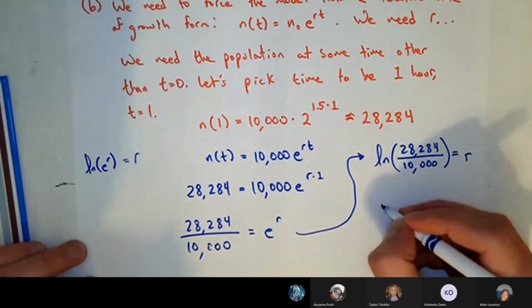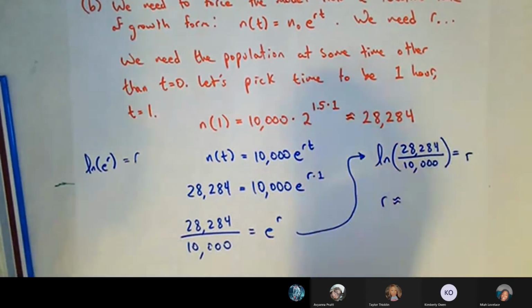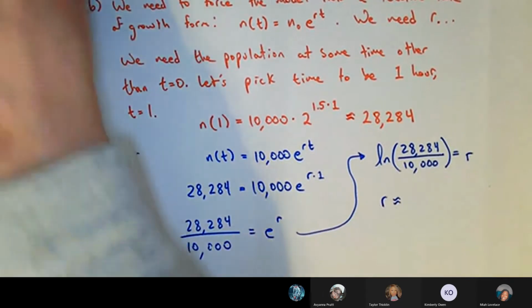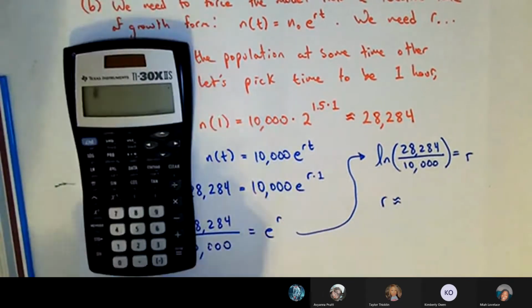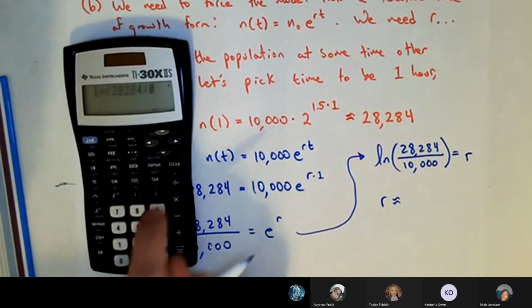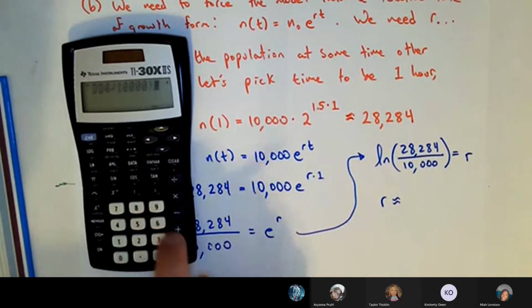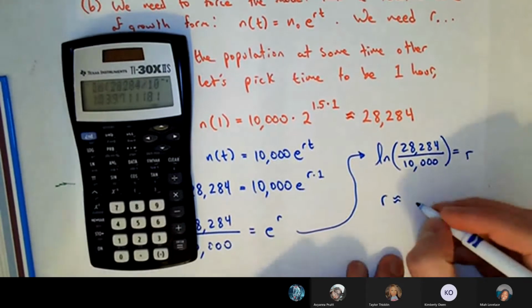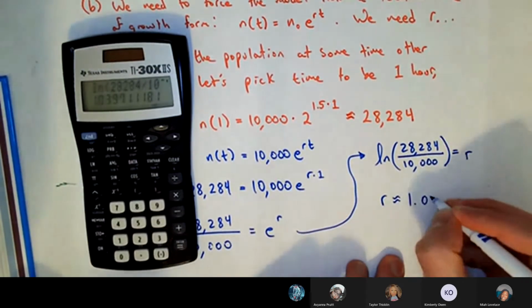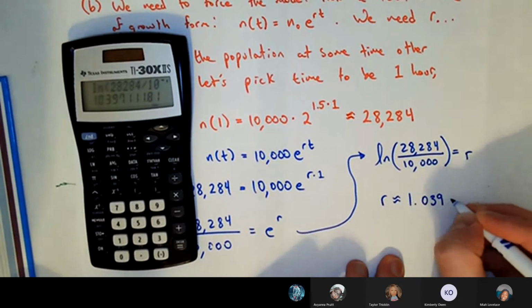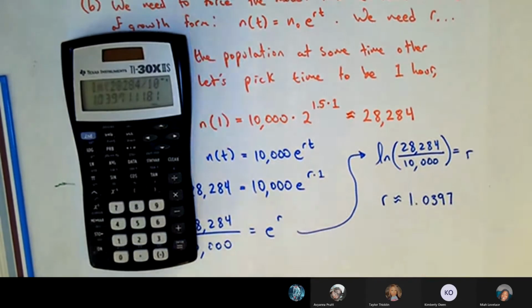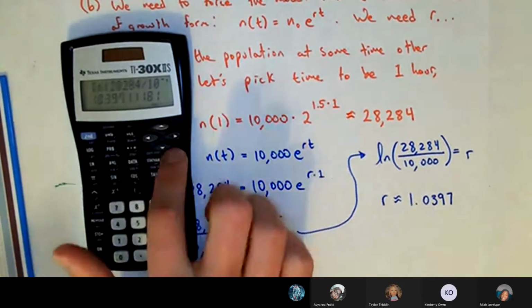Let me flip this around and find my approximate answer. Ln of 28,284 divided by 10,000. I'm getting 1.0397. I'm going to keep a few digits of that, so I think that'll be enough.